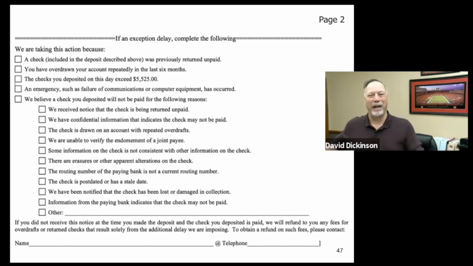Now look at the next one down. The check is drawn on an account with repeated overdrafts. Imagine John Doe is a customer of yours. John has always overdrawn his account. Oops, let me go back. And he gives me a check. I bring that in, it's on us.